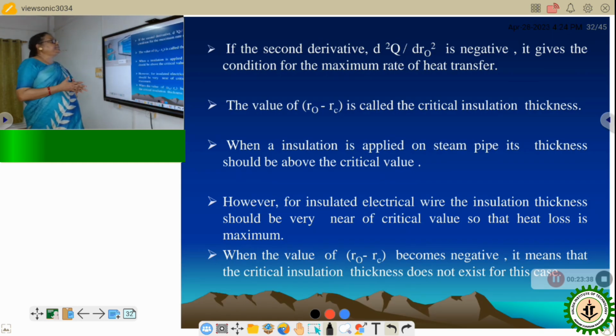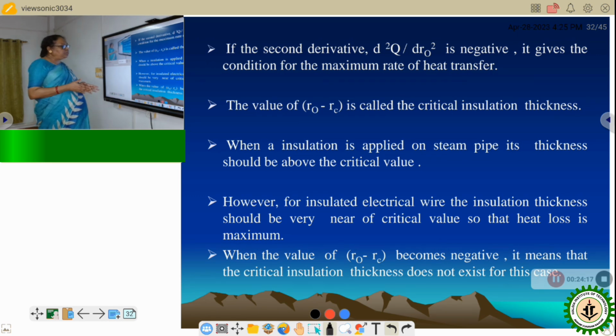If the second derivative d²Q by dR², that is with respect to the outer radius, is negative, it gives the condition for the maximum rate of heat transfer. The value of Ro minus Rc, that is the outer radius of insulation minus the critical radius, is called the critical insulation thickness. When insulation is applied on a steam pipe, its thickness should always be above the critical value. But for the insulation of electrical wire, the insulation thickness should be very near to the critical value, so that heat loss is the maximum.